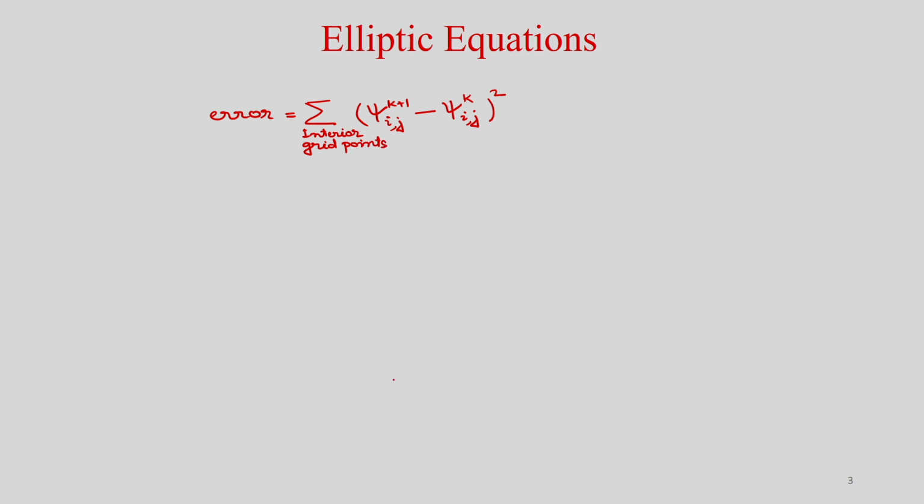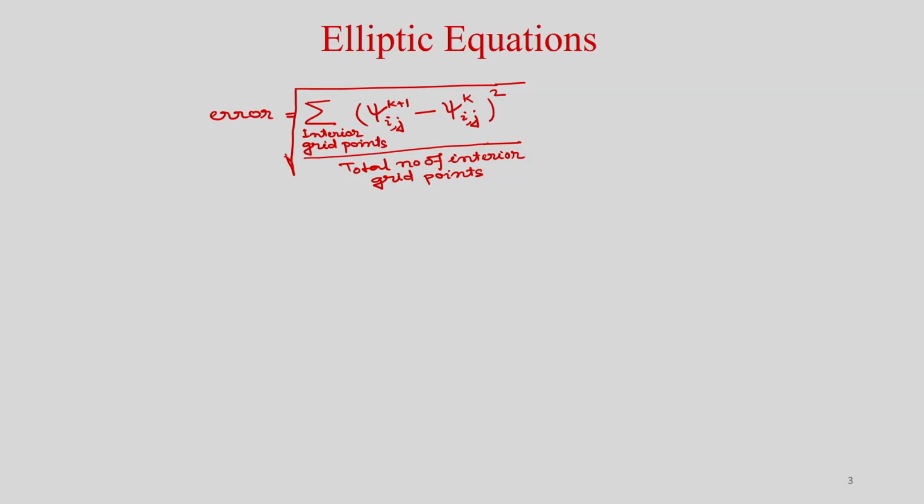grid points, okay. So you sum it up, and once you come out of the loop, then you make it as summation. You first calculate this, then you divide by total number of grid points, total number of interior grid points. Okay. So first what we will do, we will calculate the difference at each grid point psi new minus psi old, then we will make it square, then we will sum it up in all the interior grid points, then we will just divide it by total number of interior grid points, and square root of that will give the error.